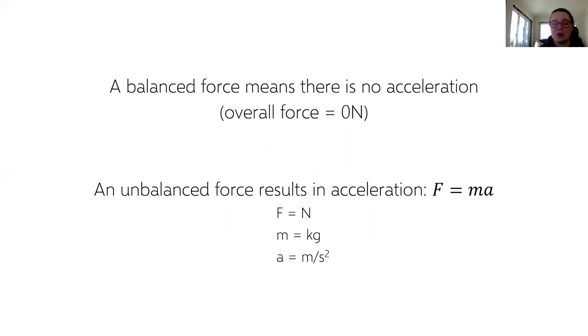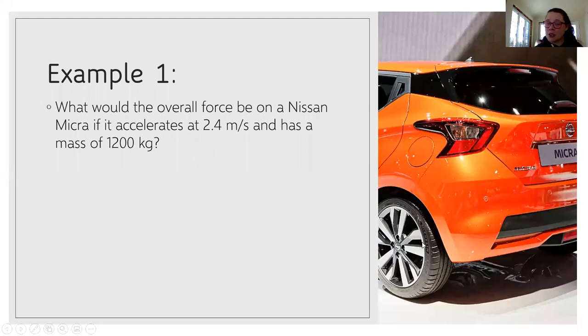Okay, so we're going to just do a few easy calculations calculating some force. First one, what would the overall force be on a Nissan Micra if it accelerates at 2.4 meters per second squared, and has a mass of 1,200 kilograms? So we need to use the equation for force. The equation for force is equal to mass times acceleration.